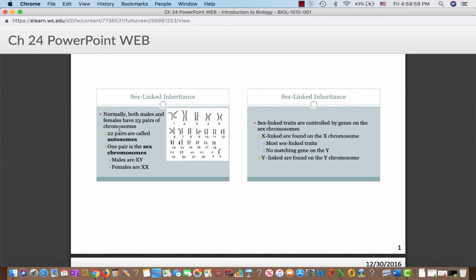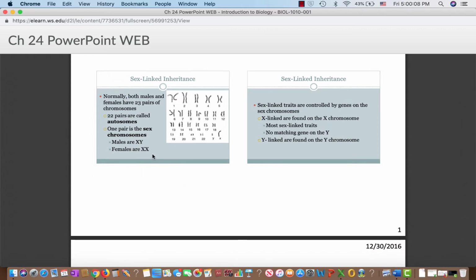So normally, we've talked about this a little bit before, but normally you have 23 pairs of chromosomes, 22 are autosomal, and one pair is your sex chromosome. For females, you have two X chromosomes. For males, you have your X and Y. And just to avoid any confusion, we are talking about biological sex here. We're not getting into any social studies or anything like that.